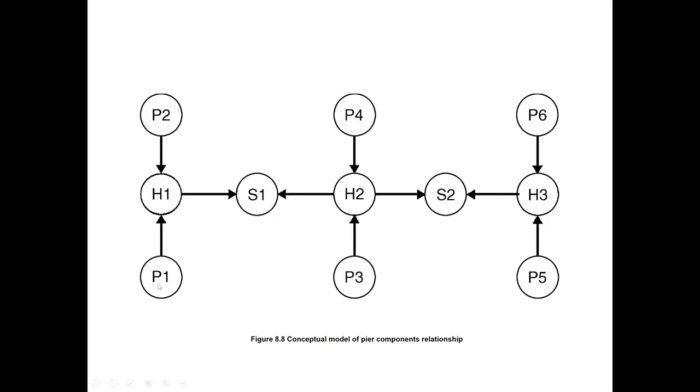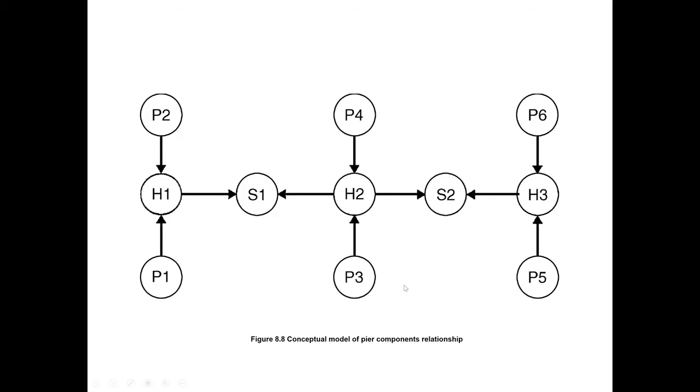So it means we will build pier 1 first and pier 2, and then we will have header 1. Okay. Similarly, we will build pier 3 and pier 4, and then we will build header 2. Okay. So once header 1 and header 2 are complete, we can build slab 1. So similarly, we should build pier 5 and pier 6, and then we can build header 3. And then once header 2 and header 3 are complete, we can build slab 2. So this is like for the structure.